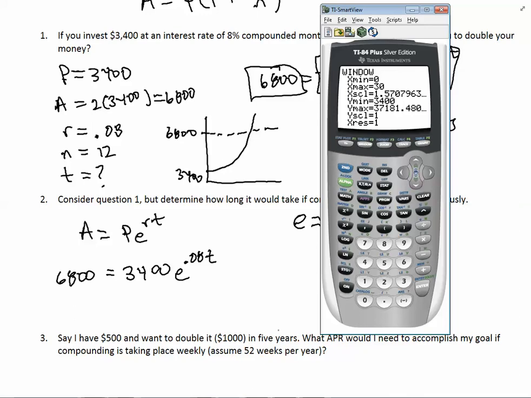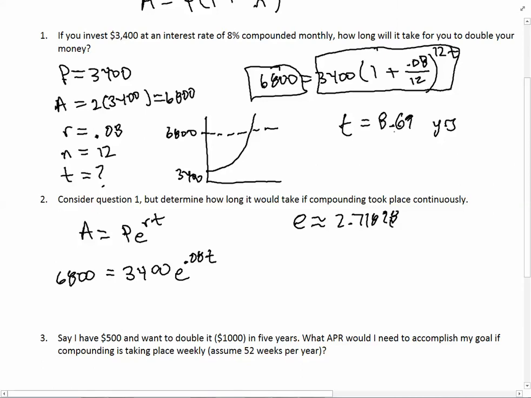So maybe I'm just going to get a nicer, you don't have to, you could leave it from 0 to 30 and then adjust accordingly. But I'll just go 0 to 15 years because I know it's going to take less than 15 years. So I'll do my zoom fit again. You have to do zoom fit again so that it updates the window based on your new domain of 0 to 15 years. And now I plot, well, there's 6,800. At that time right there is where the balance reaches $6,800. So second trace, select the intersect feature again, enter, enter, enter, and it takes 8.66 years, which you notice is slightly less than it took before.